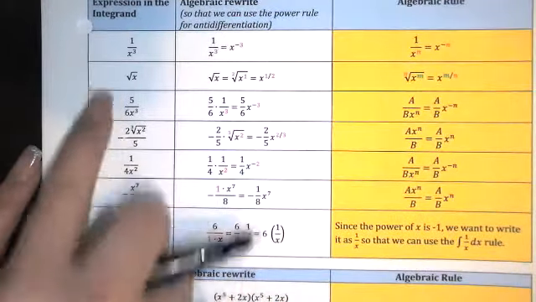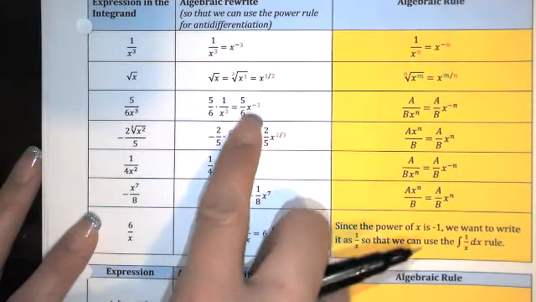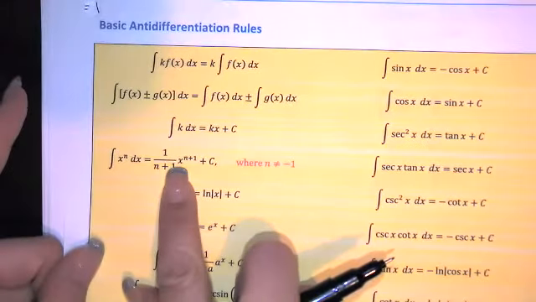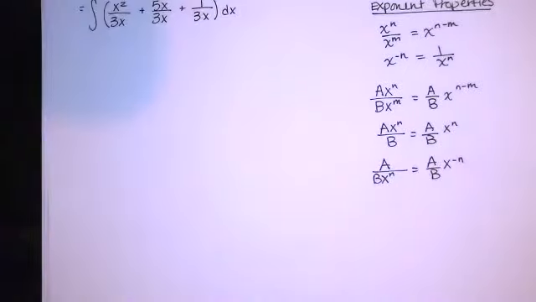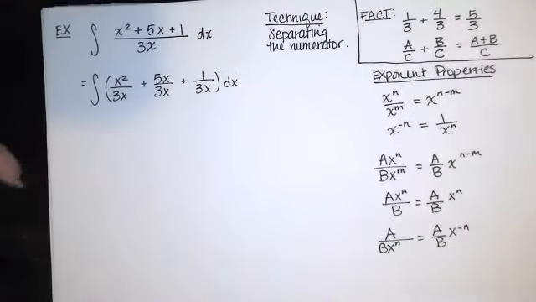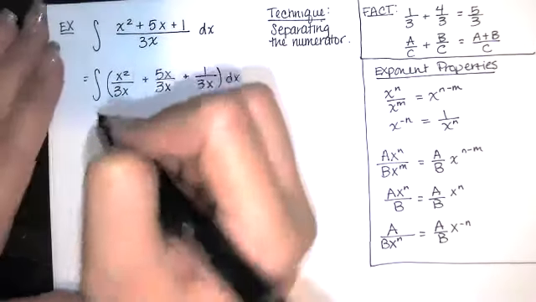Again, I see something like that, and my goal is to write it as a constant times x to the n so that I can use that rule. Or if the power is -1, I'll use that rule. Okay. So that's all on the sheet, on the second page of your sheet.